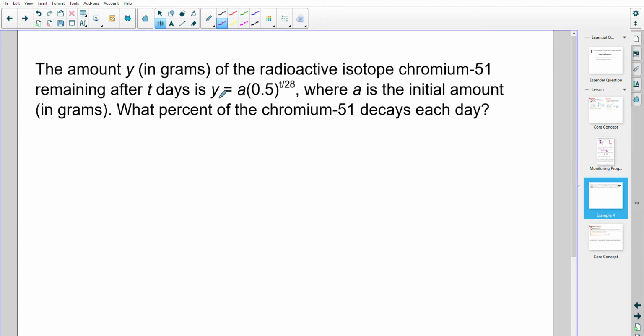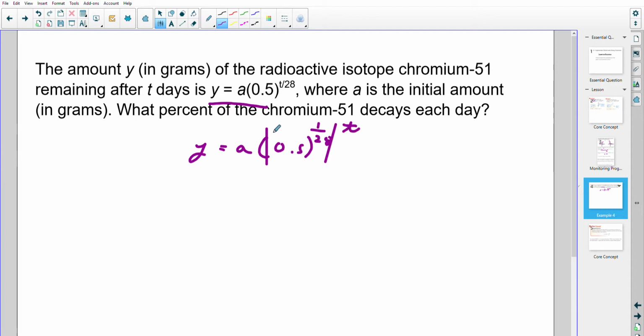Now, let's take a look at this problem, and you're focusing on the remaining amount of radioactive material, where A is the initial. Now, it doesn't say what the initial is. It says what percent of this chromium 51 decays each day. So the problem is you have an exponent here of t divided by 28. So again, what you want to do is rewrite this in a different form to help you with the growth or the decay. So this is the 1 over 28 power, all to the t power.